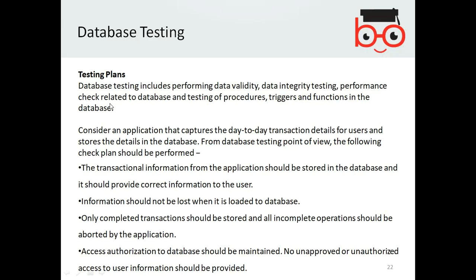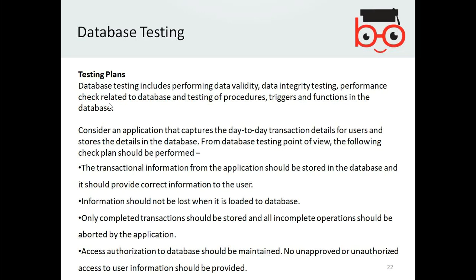Testing plans. Database testing includes performing data validity. So whether the data is valid or not, you obviously act accordingly. Data integrity: the data is valid and reliable. Performance related to the database, and testing of procedures, triggers and functions in the database. Consider an application that captures the day-to-day transaction details for users and stores the details in the database. From the database testing point of view, the following check plan should be performed. The transactional information from the application should be stored in the database, and it should provide the correct information to the user. So, correct information to the user is important.